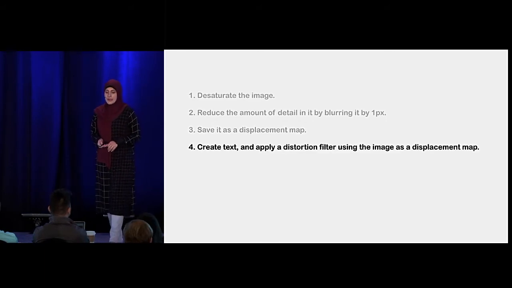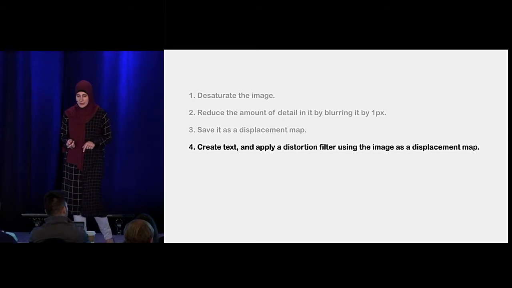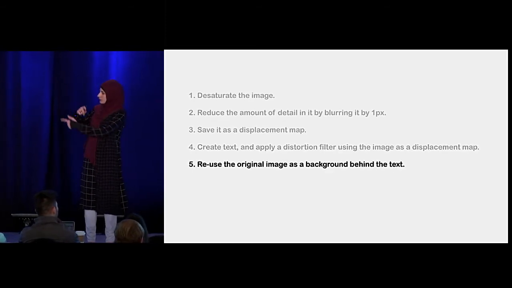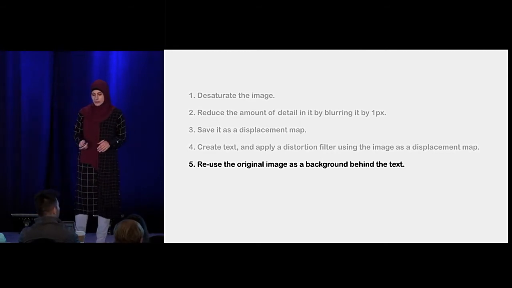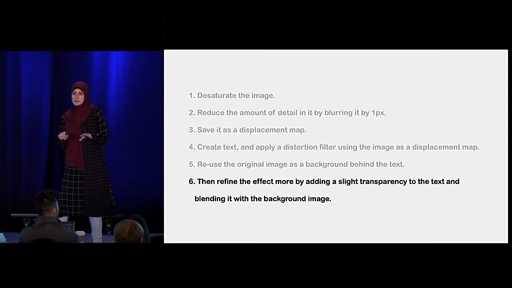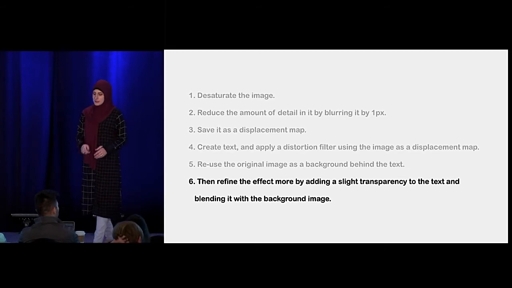You create the text, apply a distortion filter using the image as a displacement map, and reuse the original image as a background behind the text. And then you can refine the effect a little bit more by adding slight transparency to the text, using blend modes to blend the color of the text with the background, and you get a more realistic effect.